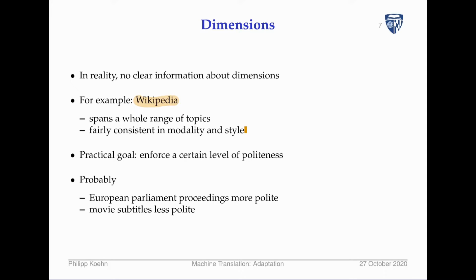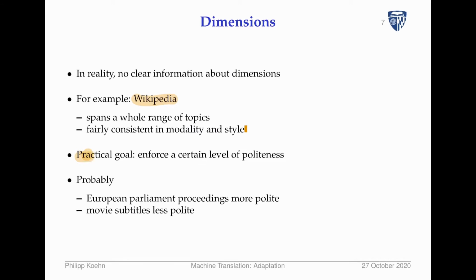So let's say you have a practical goal in your machine translation system. You want to enforce a certain level of politeness. You want to make sure that it outputs text that has a certain level of politeness. Maybe it wants to be very polite or just as casual as possible for various reasons. Maybe it's a chatbot, you want to be more casual. Maybe it's more like formal announcements, you want to be more polite. So what can you do?